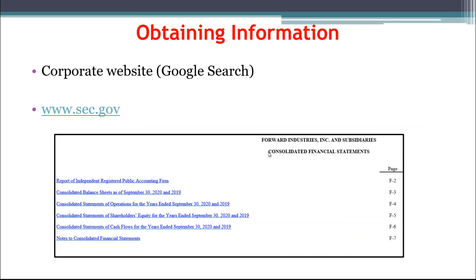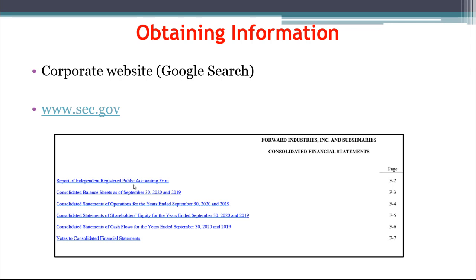So let's say we did indeed want to look at Forward Industries and subsidiaries, the consolidated financial statements. Consolidated means that this particular corporation has multiple subsidiaries underneath of it, and they've consolidated them all together. They own more than 50% of whichever subsidiary is in question, so they're consolidating the results.